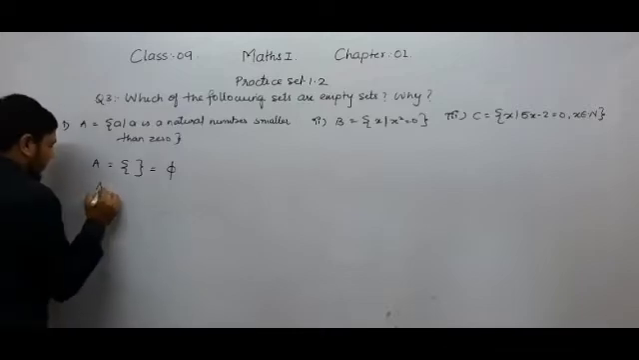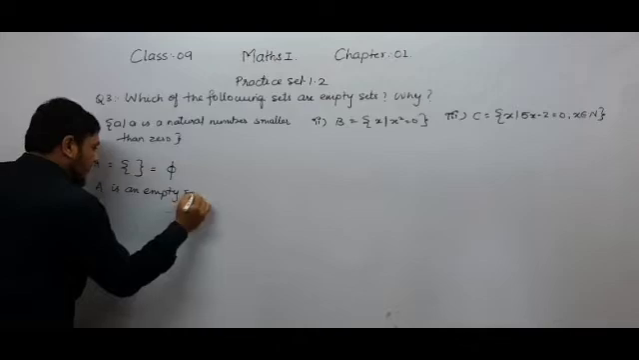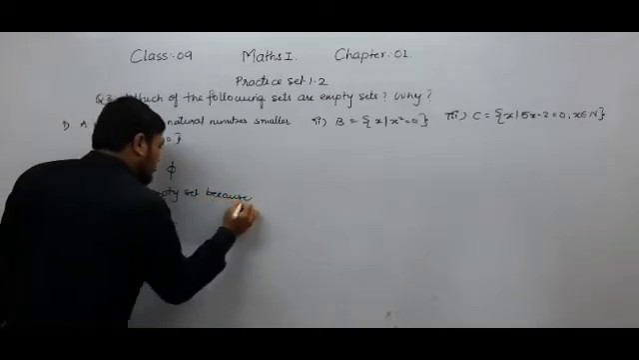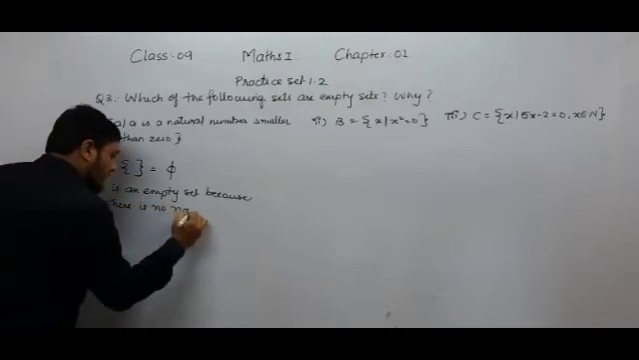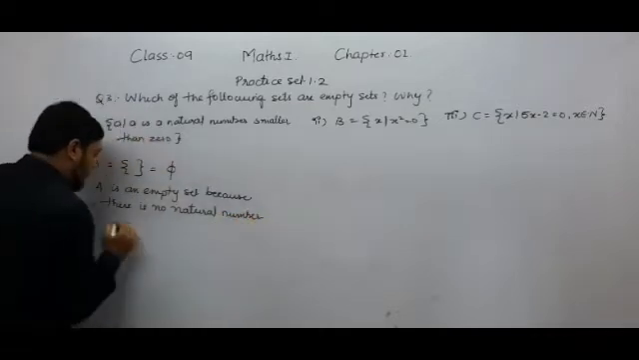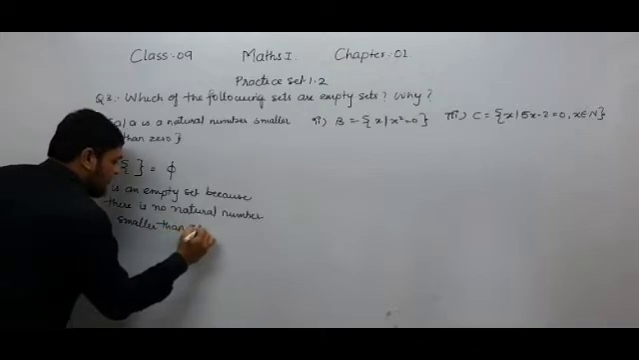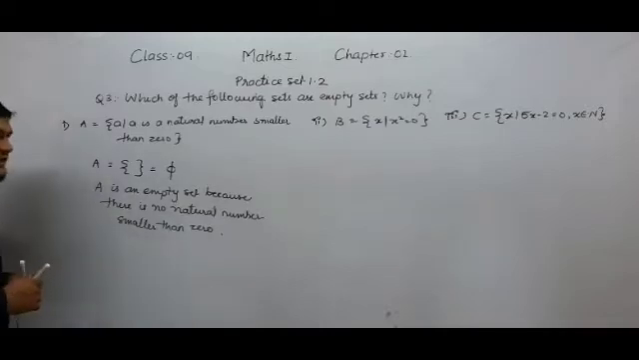So here we can write A is an empty set, because there is no natural number smaller than 0. So in this way, set A is an empty set because there is no natural number which is smaller than 0.